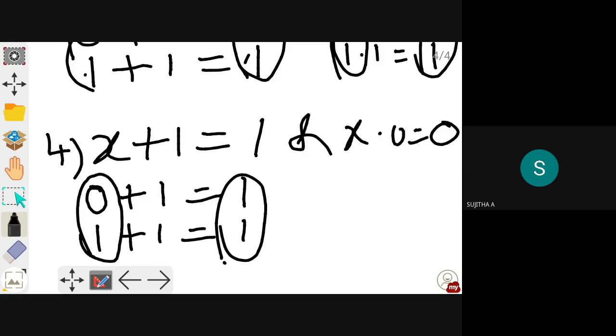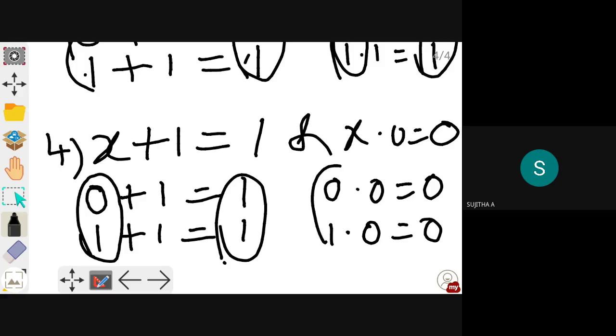So x plus 1 will give you 1. And similarly, if you put x is equal to 0, 0 into 0 will give you 0, and 1 into 0 will give you 0. So x takes any value, 0 or 1, but the output will be 0. So x plus 1 is equal to 1 and x into 0 is equal to 0.